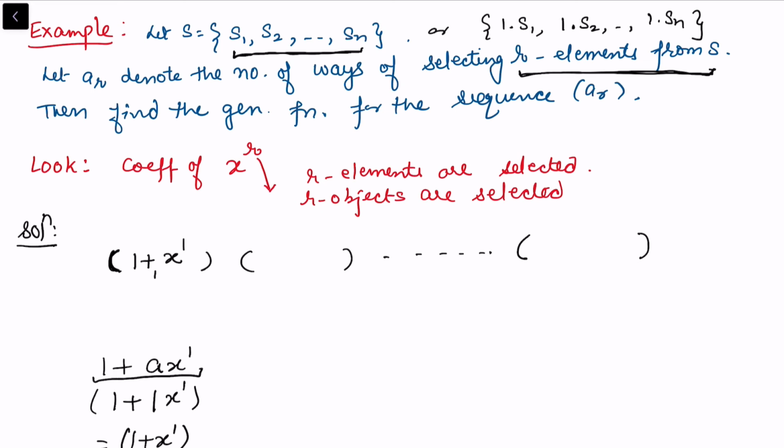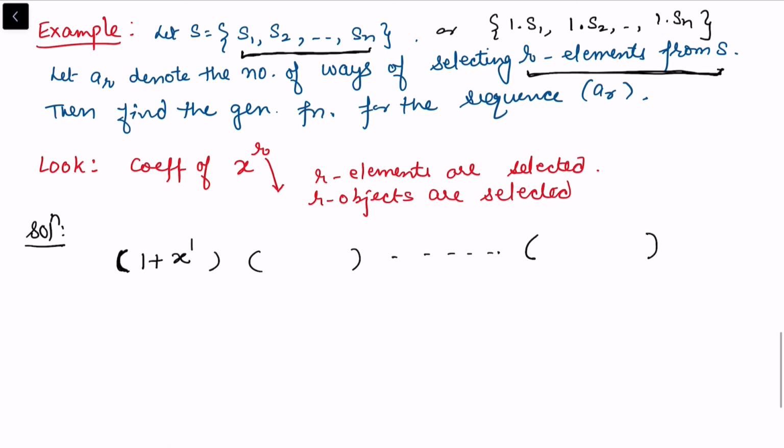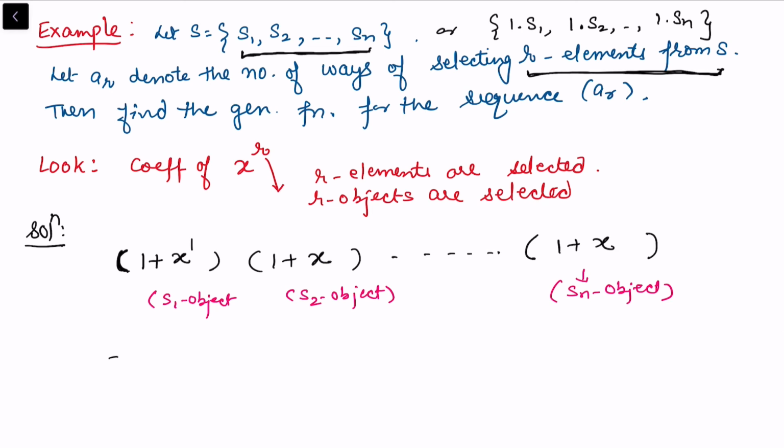So similarly, now I am simply taking S1 equal to 1. The only thing I can write is that this corresponds to the S1 object or S1 element. This one corresponds to the S2 object, and the last corresponds to the Sn object. And each object is maximally appearing one time. So this becomes the generating function, which is simply 1 plus x raised to the power n.